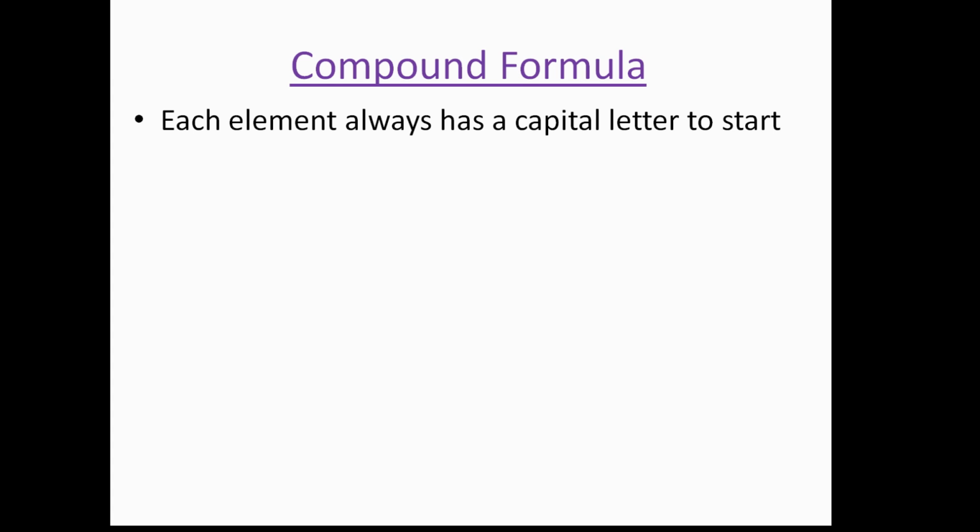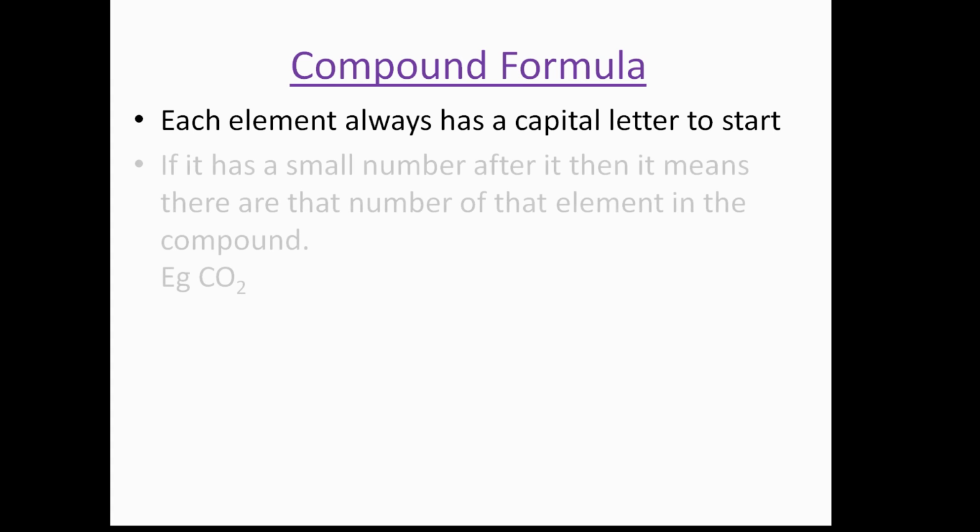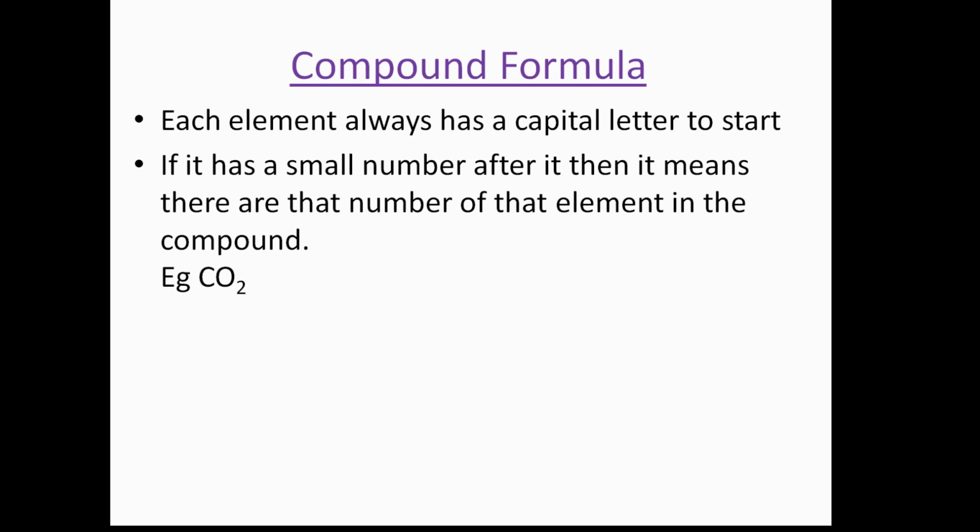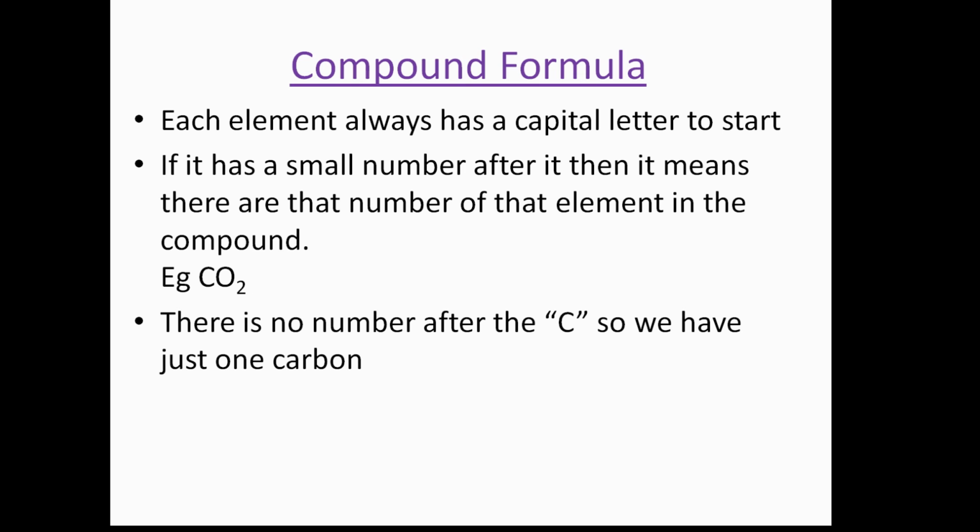In a compound's formula, we're always going to have a capital letter at the start of it. If there's a small number after an element, it means there are that number of that element in the compound. For example, here we've got CO2: carbon, capital C, and oxygen, capital O, with a 2 after it. Because there's no number after the C, we imagine there's a little 1 hiding in there. That tells us we've got 1 carbon. There's no point in writing it, it just saves time.